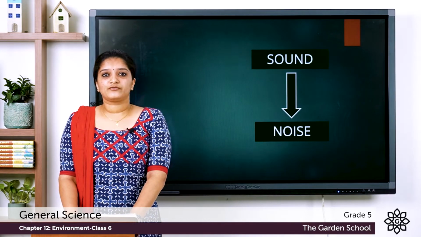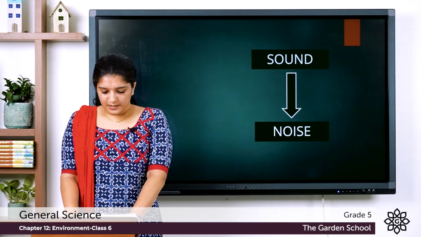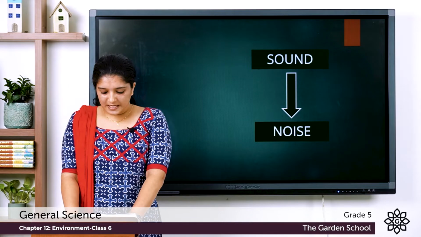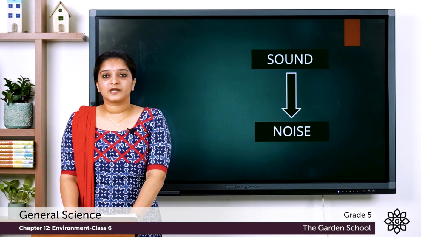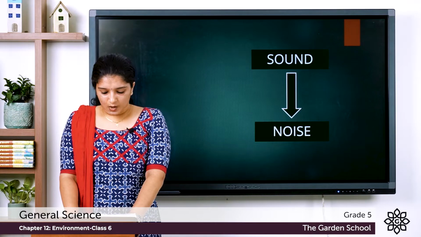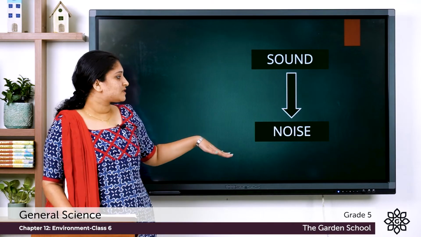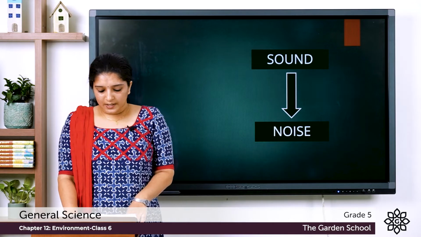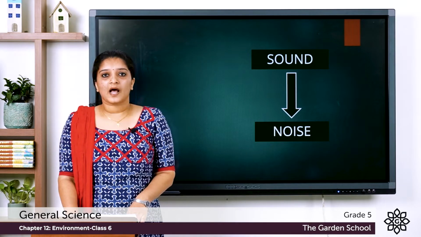Decibel is the standard for the measurement of noise. For a normal conversation, the level is 60 decibels. When it becomes 80 decibels, at this level the sound becomes physically painful and it becomes noise. So noise is any sound that is unwanted, unpleasant and annoying. A sound becomes noise when it reaches 80 or above decibels.